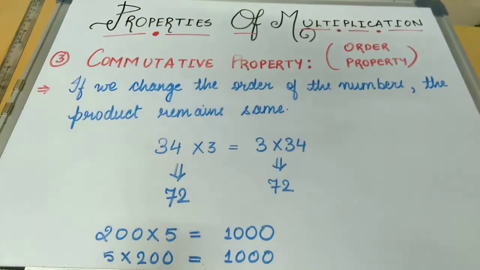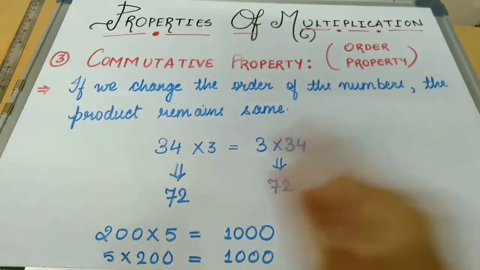So now the third property is the commutative property. This property we have also studied in addition, so it is the same as that property. It is also known as the order property. According to this property, if we change the order of the numbers, the product remains the same. This is known as the commutative property of multiplication.